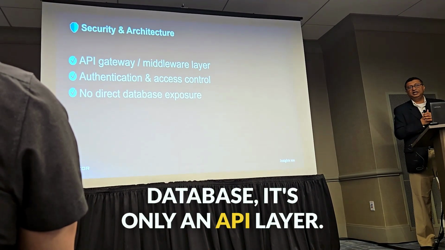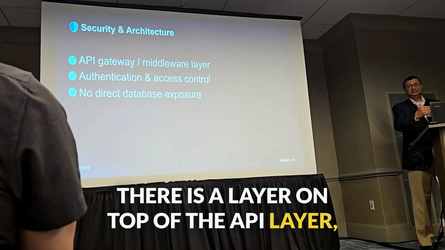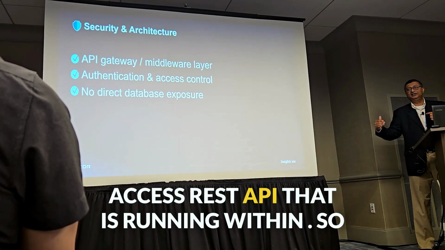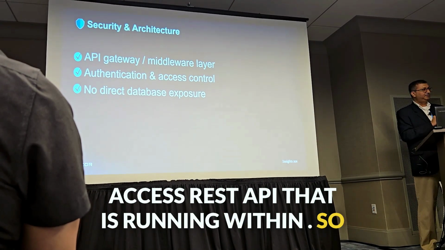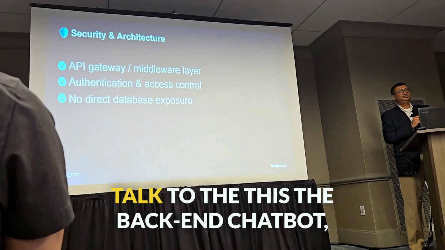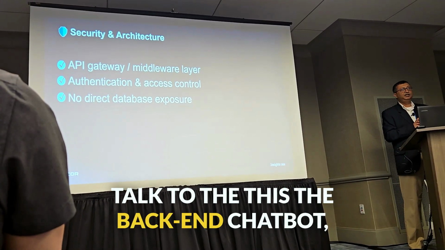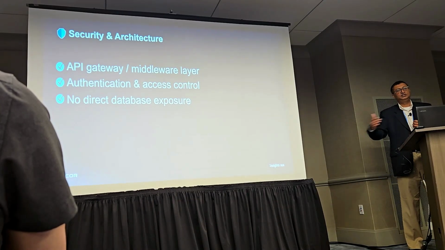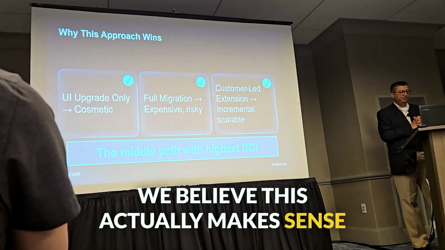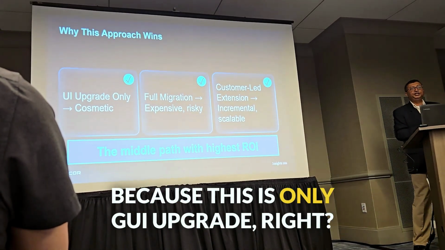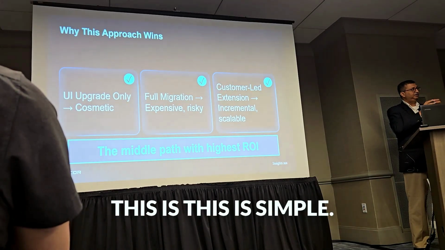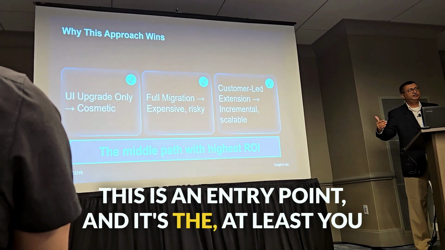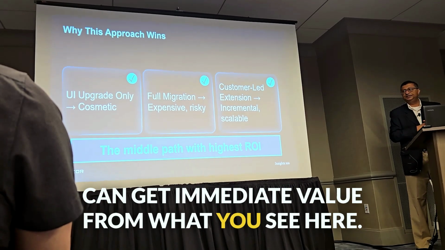AWS is only an API layer. There's a layer on top of the API layer, which means nobody outside is able to access the REST API that is running within. So the agent is the only one that can talk to the backend chatbot, and the agent takes care of translating that information. I believe this actually makes sense because this is only layer code, and this is simple. This is an entry point, and at least you can get immediate value from what you see here.